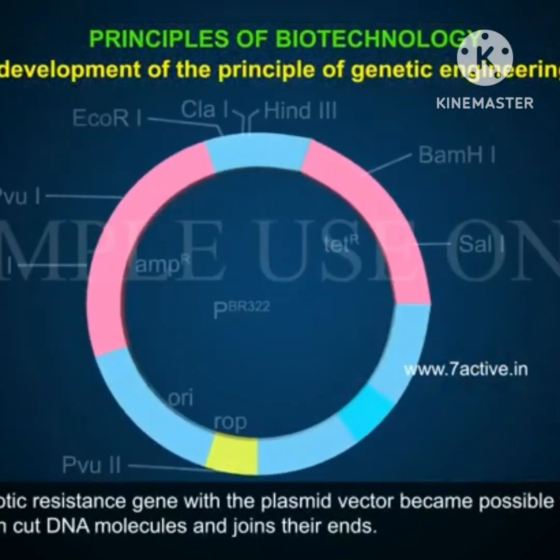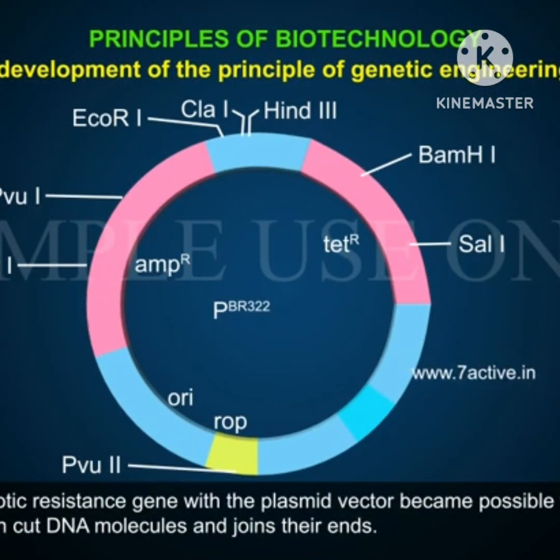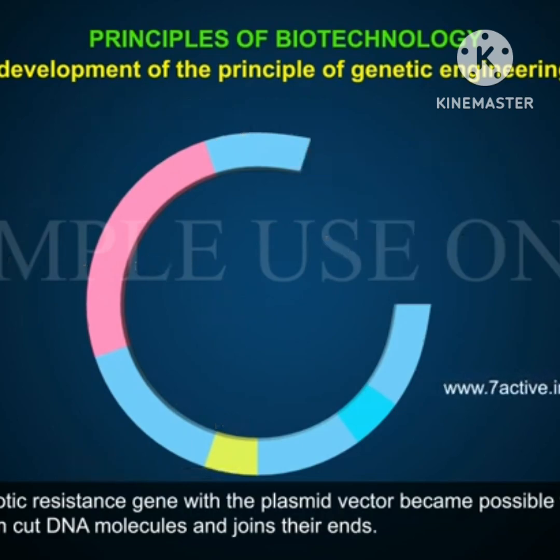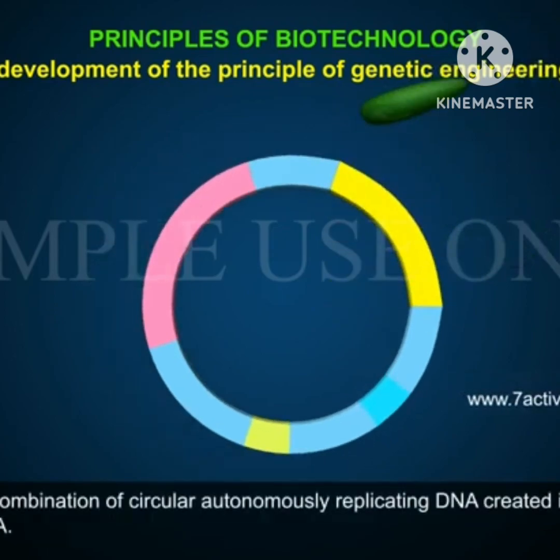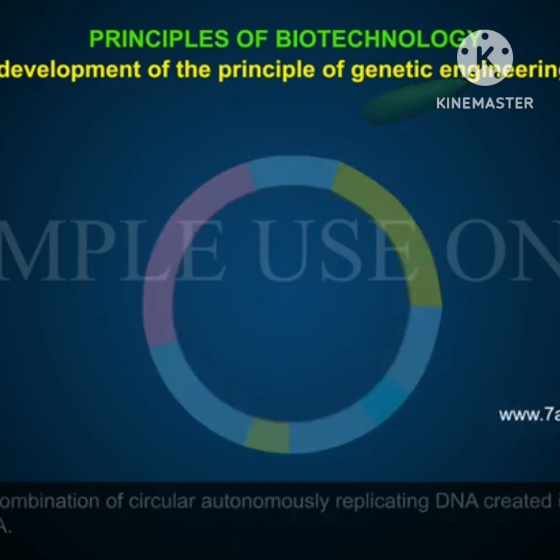The linking of the antibiotic resistance gene with the plasmid vector became possible with the enzyme DNA ligase, which acts on cut DNA molecules and joins their ends. This makes a new combination of circular autonomously replicating DNA created in vitro, and is known as recombinant DNA.